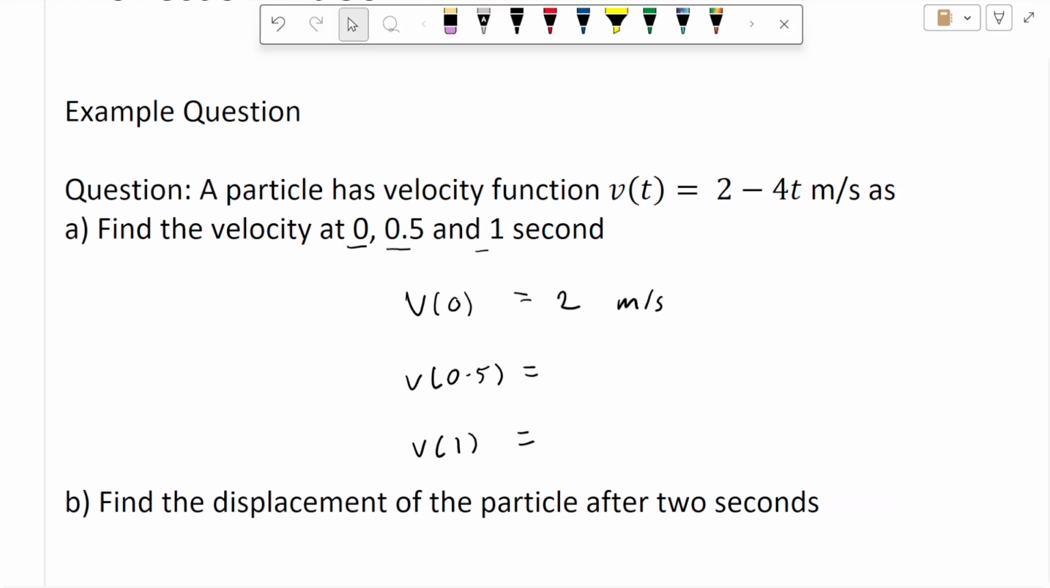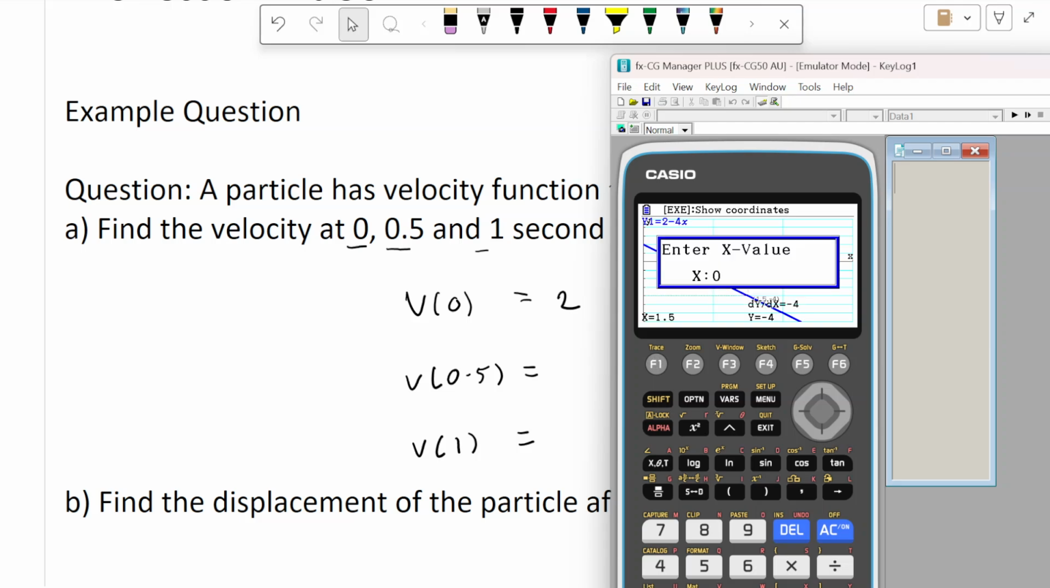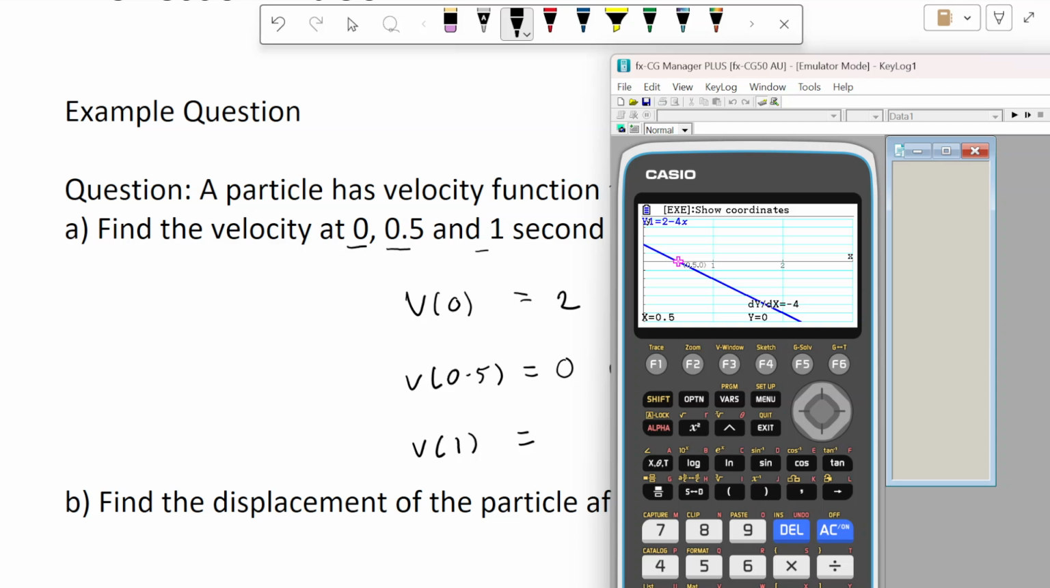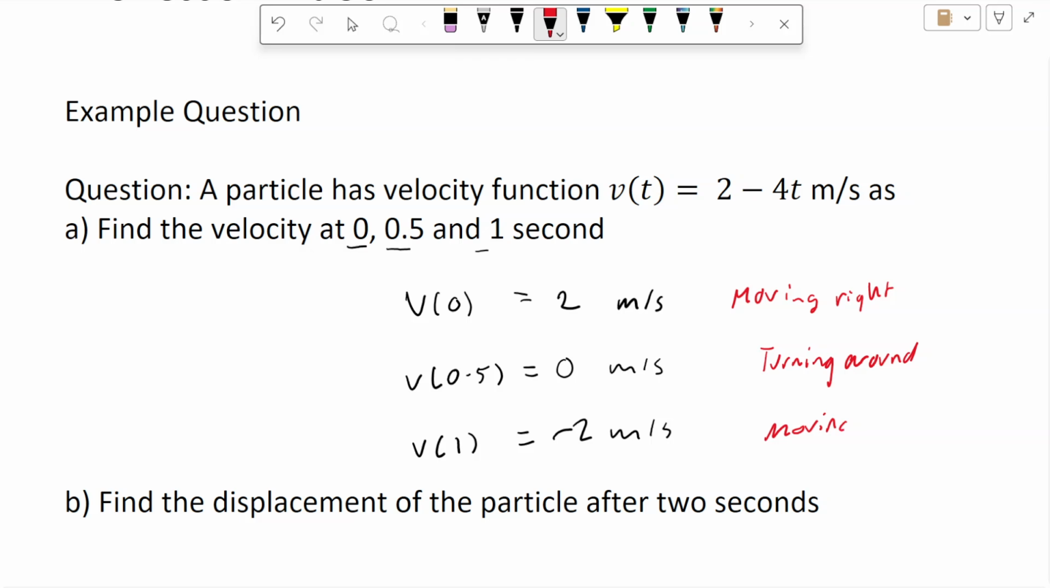We can do the same thing for the rest, but it's probably easier if you graph it. 2 take 4x instead of t. Draw that. And then we've got trace. 0 would give us 2 for the y value. You can do trace at 0.5 would give us 0. And if we want the velocity at 1, we can go trace 1 gives us -2. So if you want to interpret this, it's moving right. This is turning around. And this is moving left. So that's how we interpret those 3.